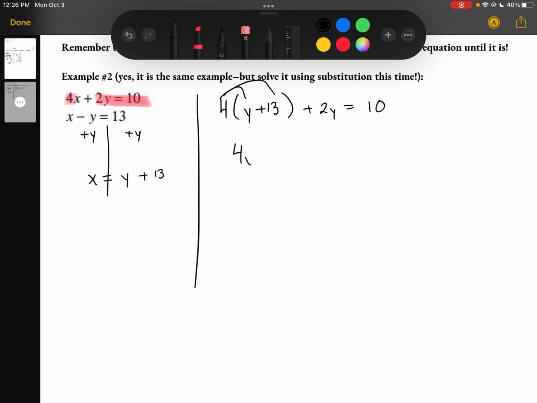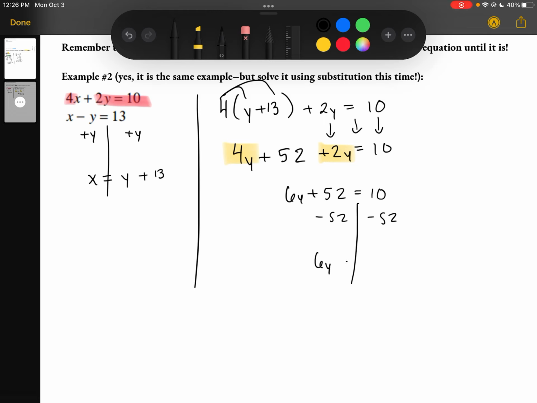So distribute, and then copy everything else straight down. So 2y equal sign 10, all those come straight down. And then now we look for some like terms. So our y terms are both able to go together. We can subtract on both sides, so we have 6y and negative 42. Divide by 6, divide by 6. Y gets us negative 7.